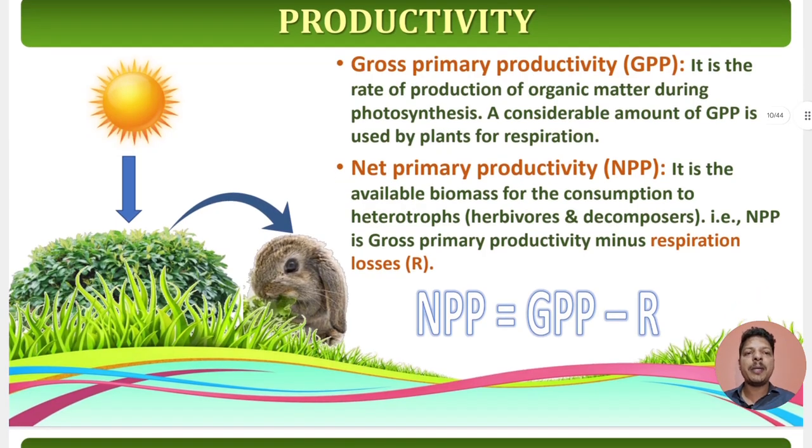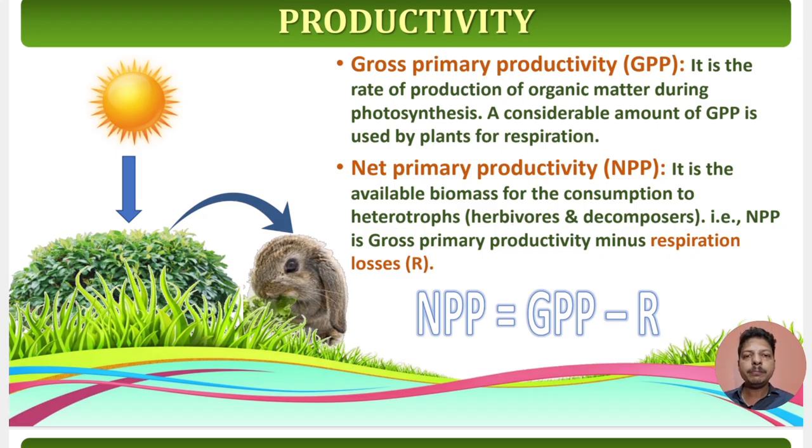First of all, gross primary productivity, GPP. It is the rate of production of organic matter during photosynthesis. How much organic matter plants produce during photosynthesis is called gross primary productivity. Remember, a considerable amount of GPP is used by the plant for respiration. The plant produces the energy and also utilizes it. Then coming to net primary productivity, NPP. It is the available biomass for the consumption of heterotrophs, herbivores and decomposers. That is, NPP is gross primary productivity minus respiration losses, R.